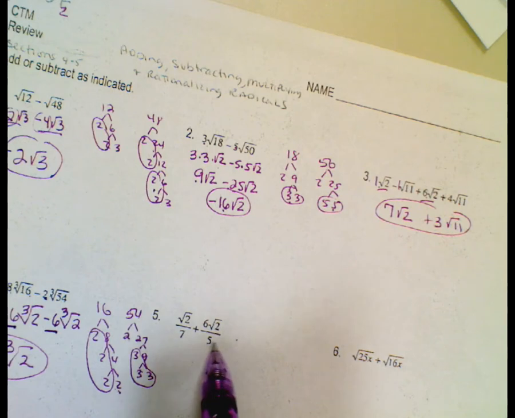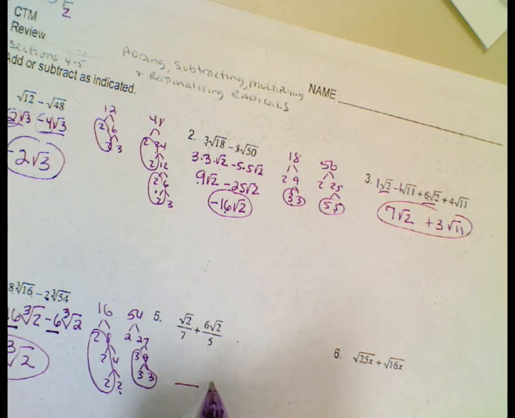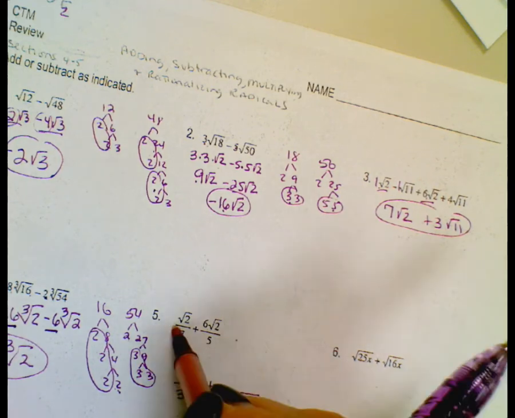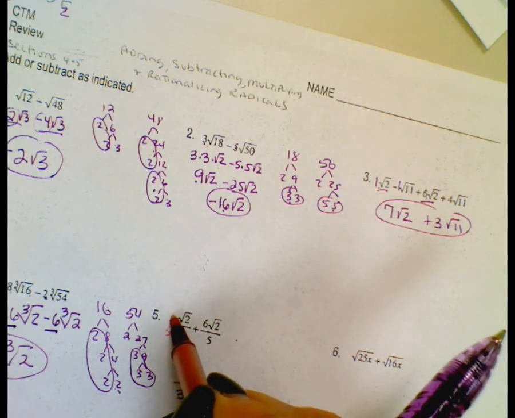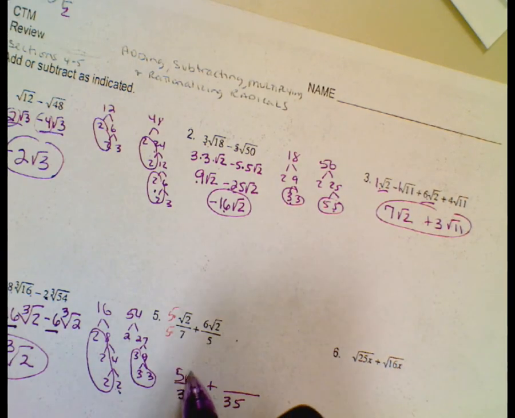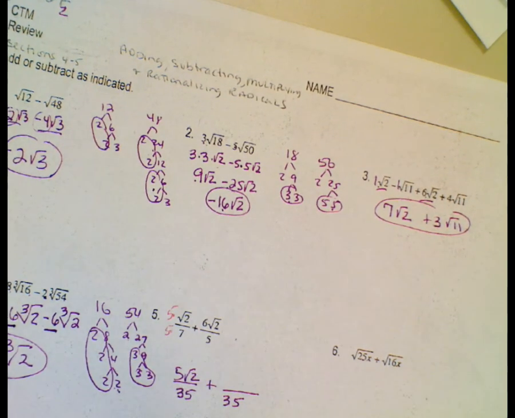Number 5, you need to have a common denominator. So a common multiple of 7 and 5 is 35. So what would you have to multiply to 7 to get 35? That is 5. So whatever you do at the bottom, you have to do to the top. So this is 5 square root of 2.